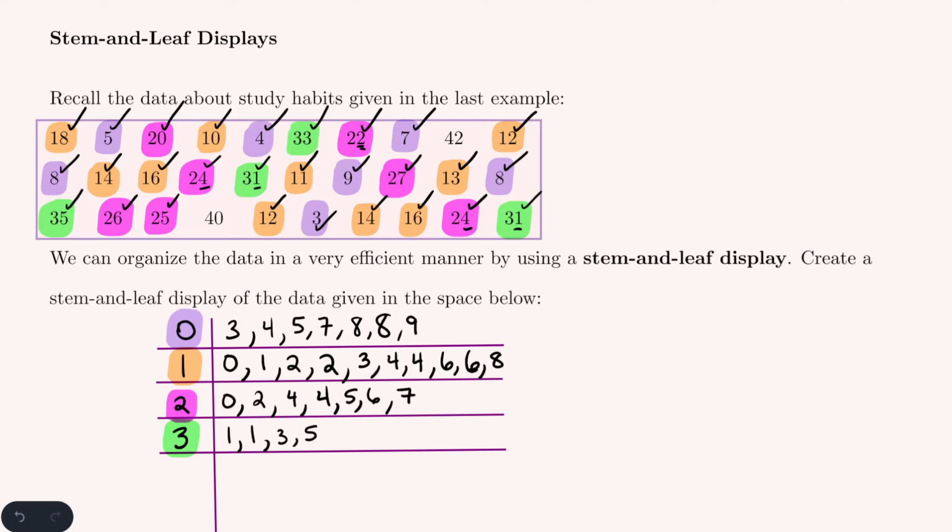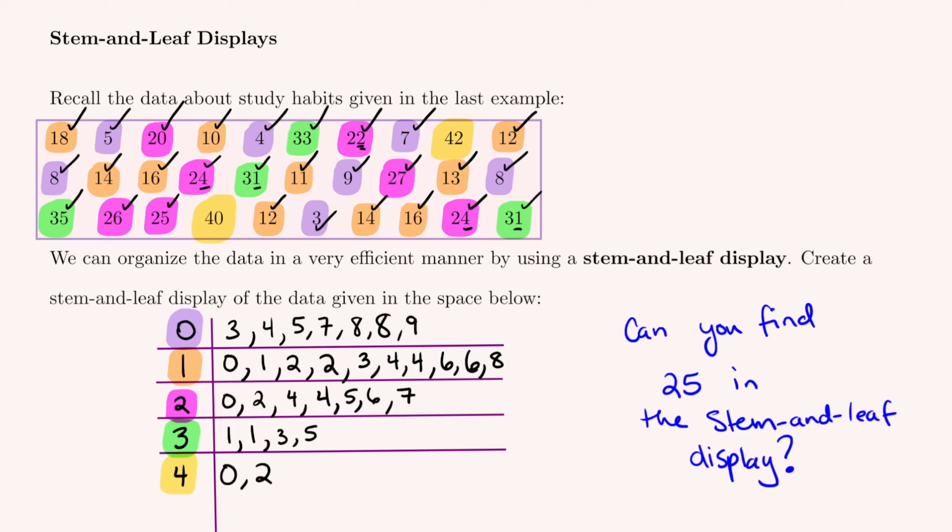Next up, let's include those 2-digit numbers that start with a 4. We see that those are 42 and 40, so as we label those, we will get 40 and 42. So this is our stem and leaf display organized from the 30 data entries we see above.